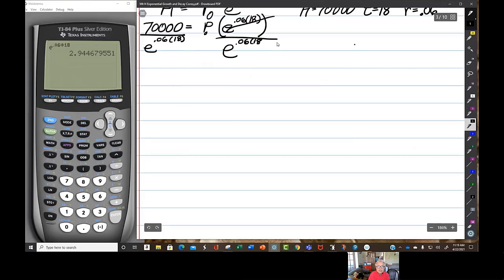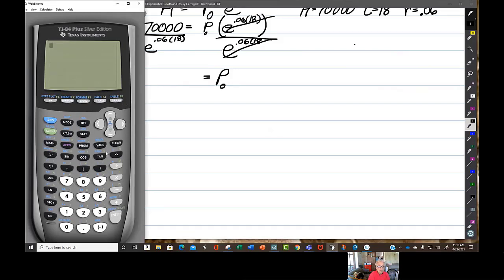So these cancel, leaving me with P0, the original investment. And all I have to do is put that into my calculator. So 70,000 divided by, I feel better putting it in parentheses, but I don't really think I need to.